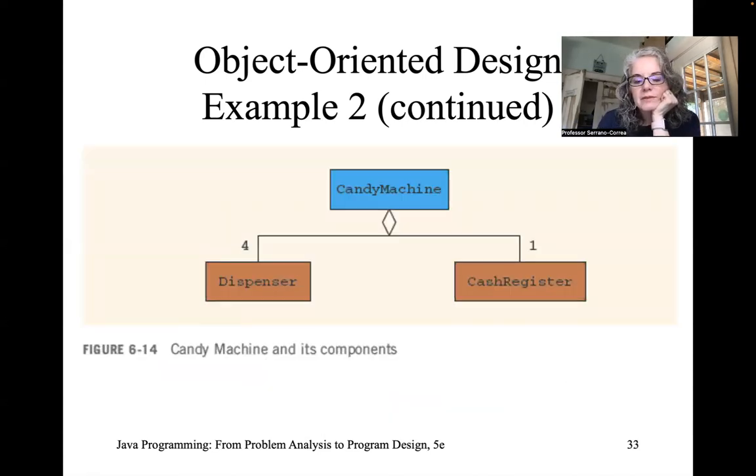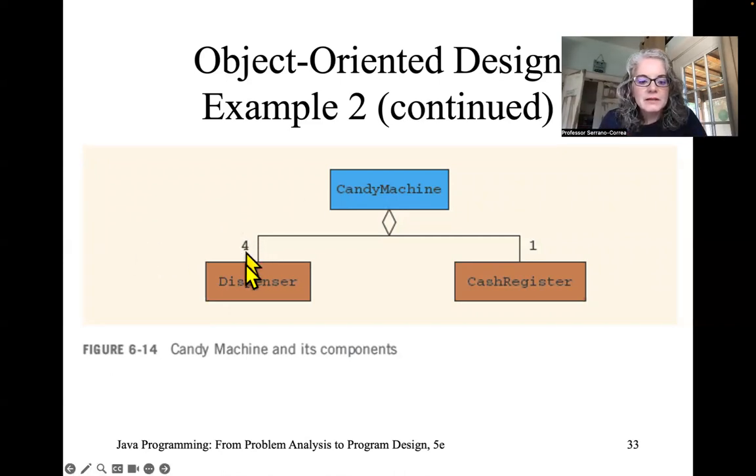So when you have something like this, you have 3 classes. The top class is candy machine. The candy machine has 2 separate classes. One class that dispenses, one class has the cash register. So it does all the calculating and how much is it worth? Did you pay enough? That kind of stuff.